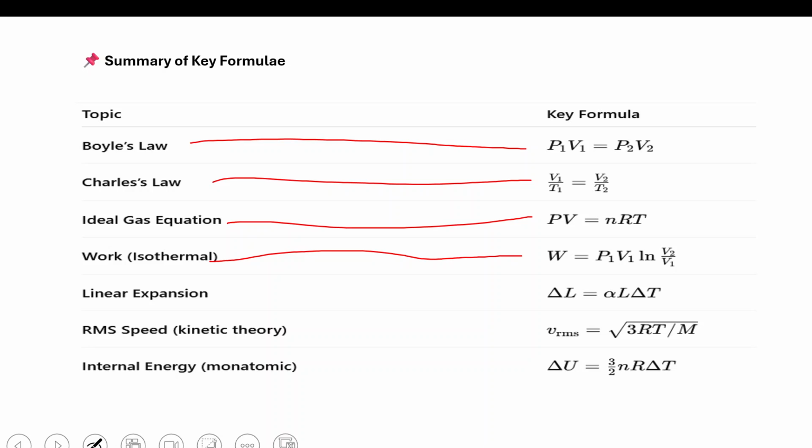Then we'll also move ahead and we got the formula for work for isothermal cases, where W is work in joules, equals P1 V1 ln(V2 over V1). For linear expansion, it's the increase in length per unit length per degree rise in temperature, while the RMS speed, Vrms in meters per second, equals the square root of 3RT over M. And finally, in this session, we saw internal energy for a monoatomic gas, U, which equals 3 over 2 nR delta T.